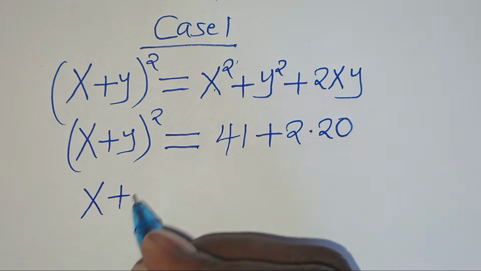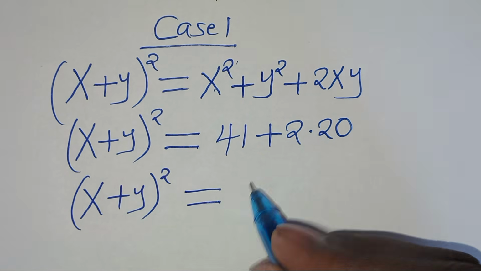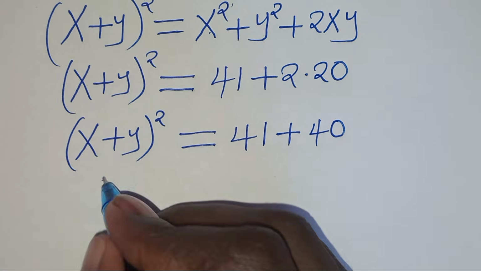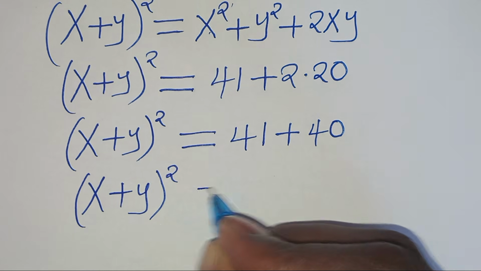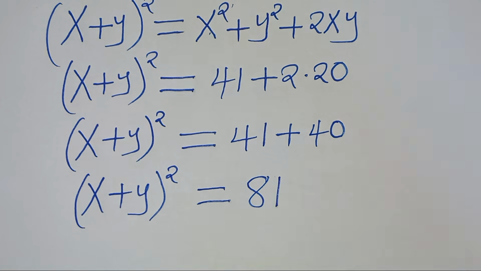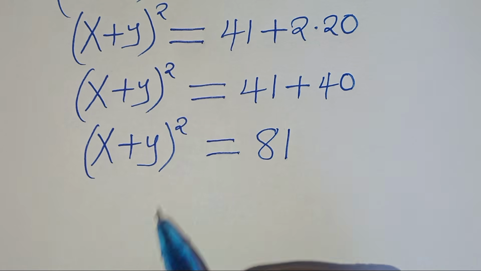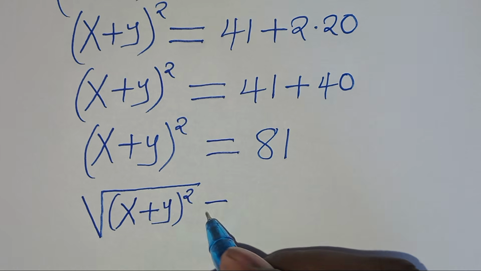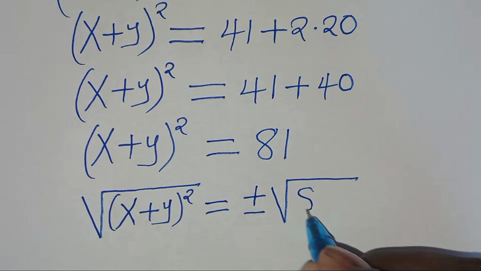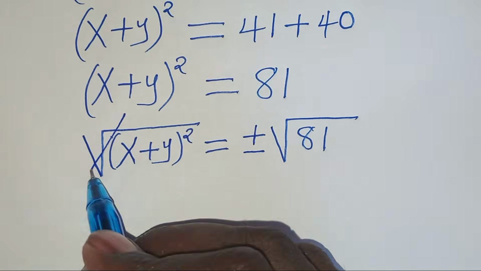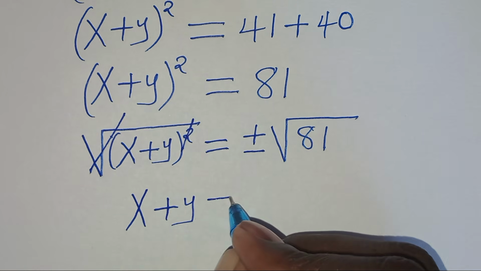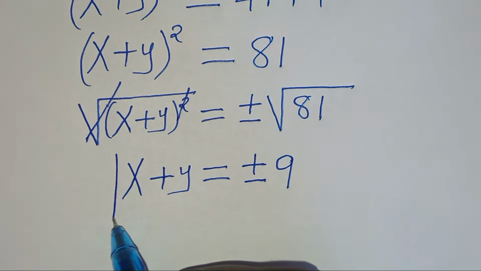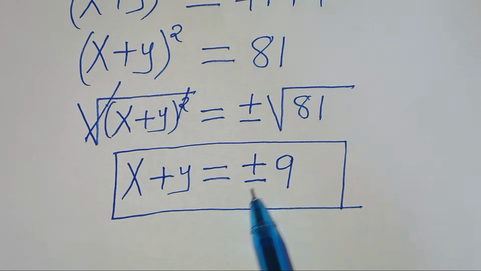So this means we have x plus y raised to the power of 2 is equal to 41 plus 20 times 2. This is 40. So x plus y raised to the power of 2 is equal to 41 plus 40, and this is equal to 81. So to solve for x plus y, let's introduce a square root on both sides. We have the square root of x plus y raised to the power of 2 is equal to plus or minus the square root of 81. So let's eliminate the square root sign, so that x plus y is equal to plus or minus the square root of 81, which is 9. So in case 1, we have that x plus y is equal to plus or minus 9.